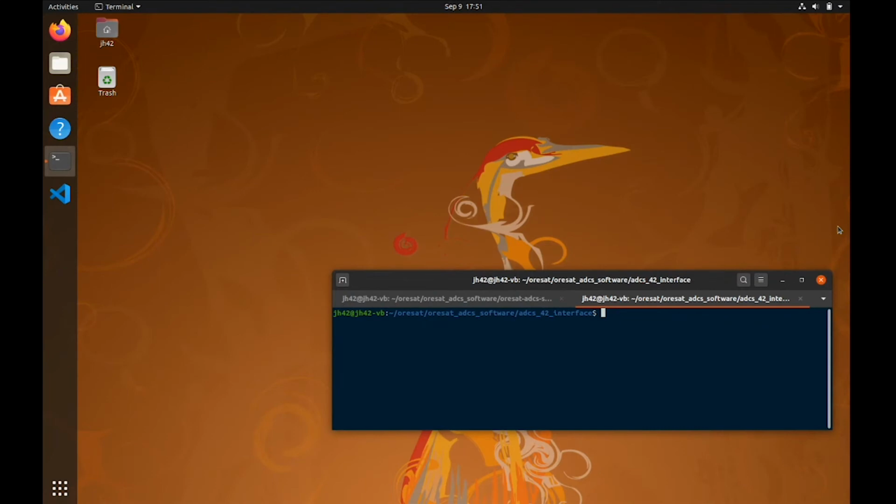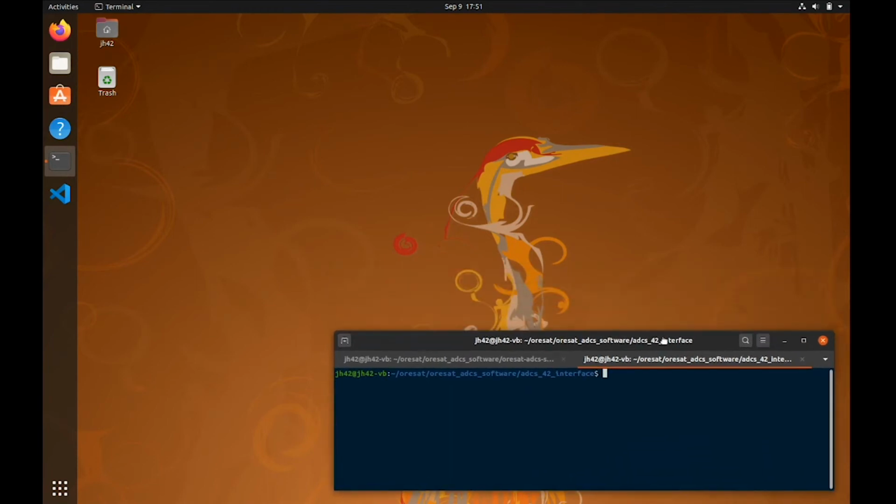That concludes explaining ORSAT's 3 ADCS software modules, but personally I find the block diagrams alone a little hard to understand, so now I'm going to show a demonstration of ORSAT's ADCS software via 42. 42 I think is the best way to show how ADCS works because it's the only part of ADCS that actually produces any output.